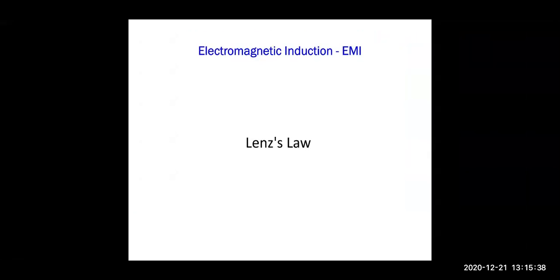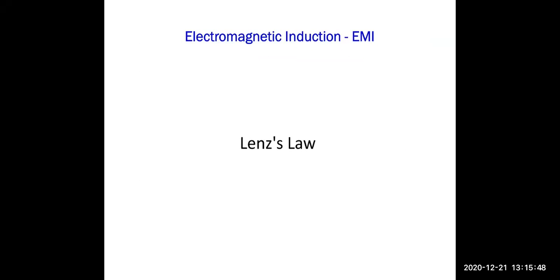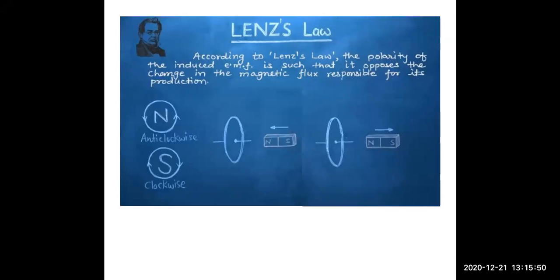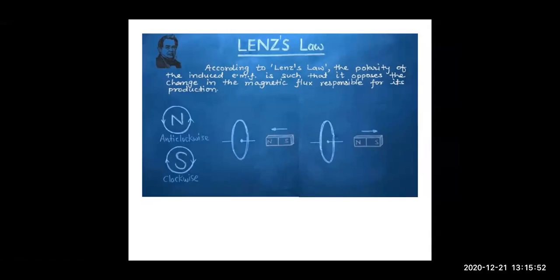Now, we were talking about direction. Okay, magnitude is that much. But what about the direction? So, children, direction is given by Lenz's law. The direction of the induced EMF in the coil is given by Lenz's law. So before studying this law, we should know some basics. That is, this is your coil, right?